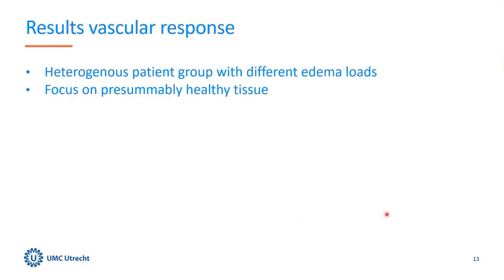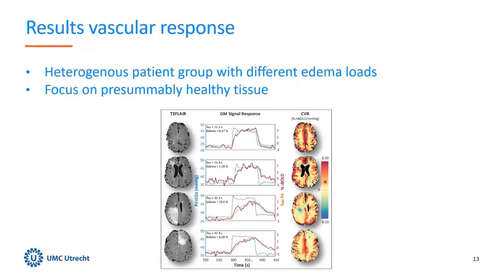And for the vascular response, remember we had this very heterogeneous patient group showing very different amounts of edema loads. One important thing to mention is that we focused on presumably healthy tissue, so we excluded all the edema regions. What we saw here are results from 4 different patients. On the T2 FLAIR, you can see the amounts of edema, where the upper 2 patients have very little edema and the lower 2 patients show relatively a lot of edema.